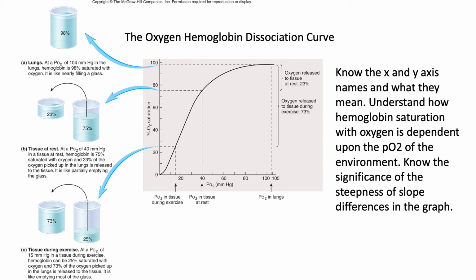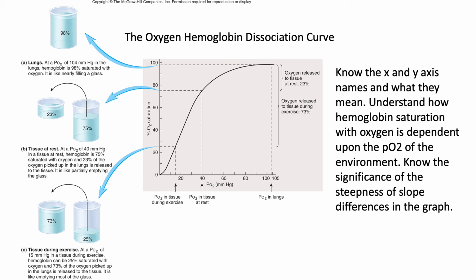The other thing you can see on this graph is the difference in slope and steepness. If you look at the PO2 in the lungs, look at the graph between about 75 and 100. It's fairly flat. It's not very steep in that region. A change in PO2 doesn't really change that much of the O2 saturation.